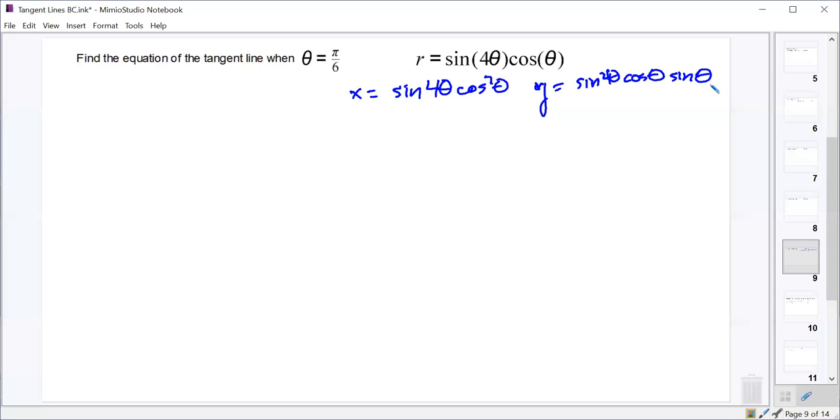And we're interested in the tangent line at pi over 6. So first thing we should do is just plug in pi over 6 to both of those to figure out the x values. So we've got x equals the sine of 4 pi over 6, which is the same as the sine of 2 pi over 3. What's the sine of 2 pi over 3? Yeah, root 3 over 2.